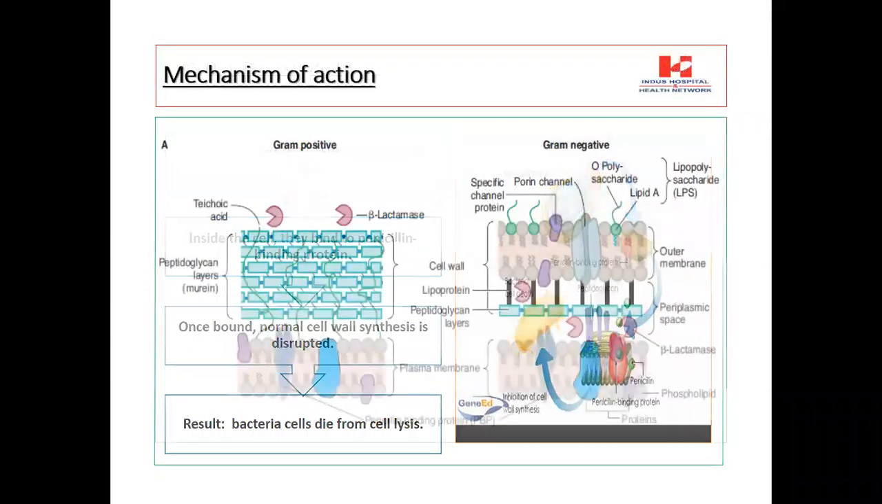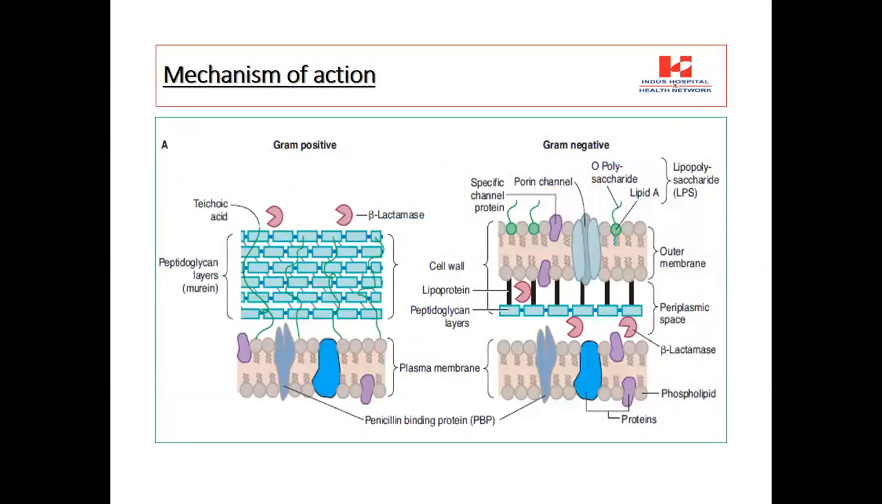This is another picture. If you see the difference between gram positive and gram negative: gram positive has the peptidoglycan layer, and gram negative has a lipoprotein layer in addition to that, so the outer membrane is also there. That's why, if you consider this pictogram, it shows more difficult entry for gram negative microorganisms as compared to gram positive.